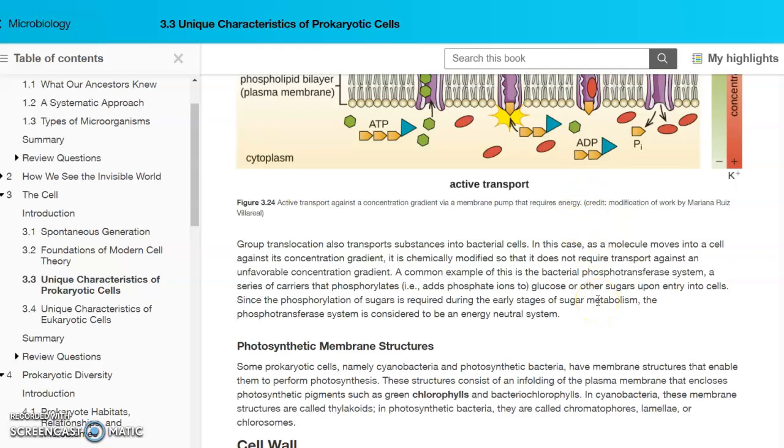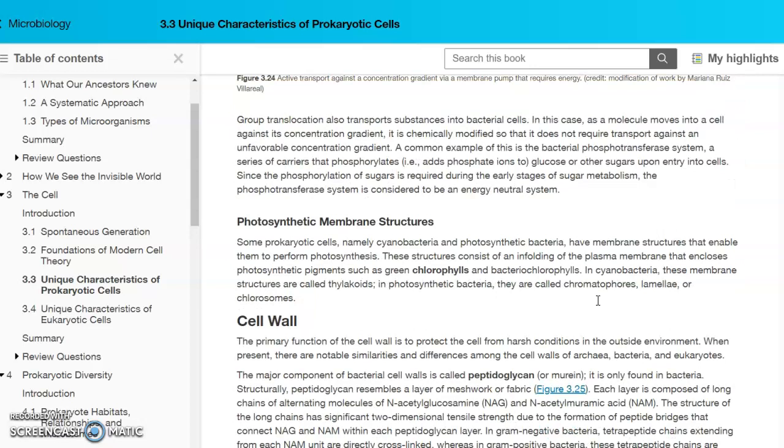Now, some prokaryotic cells, those who perform photosynthesis, have chlorophylls and bacterial chlorophyll, so pigments, that allow them to absorb light energy. And these kind of fit into the plasma membrane.